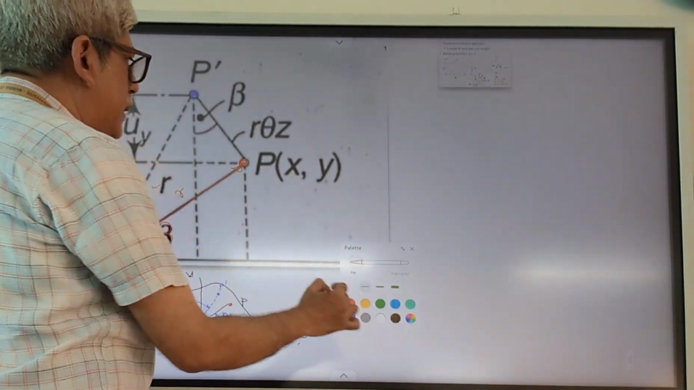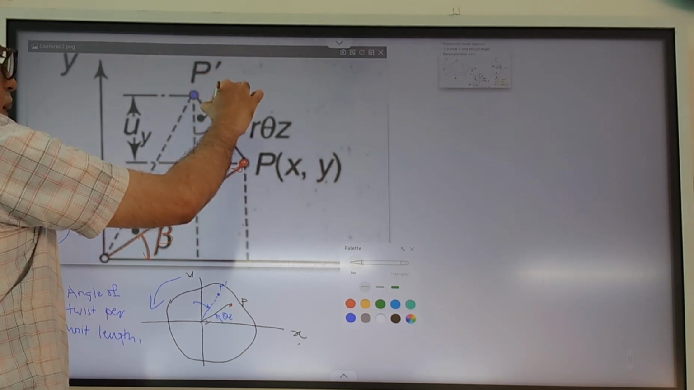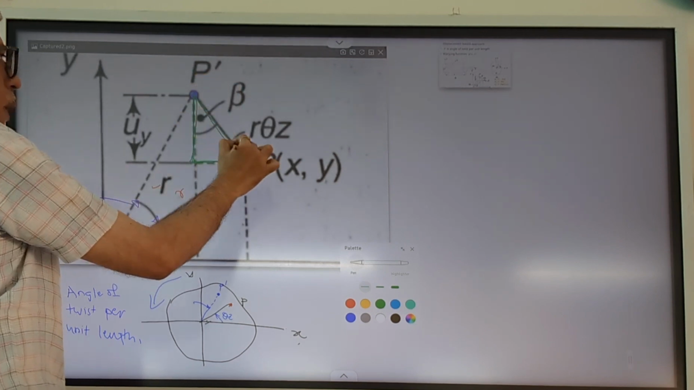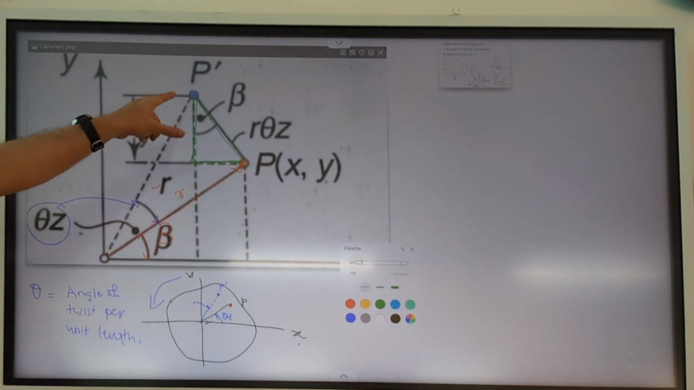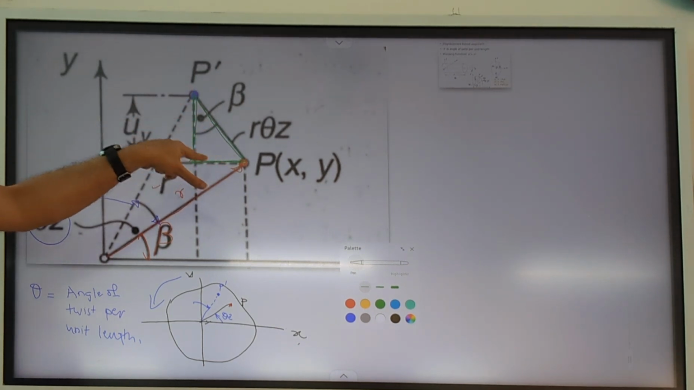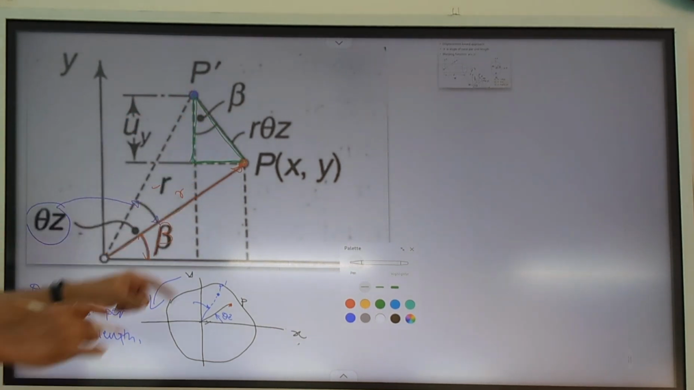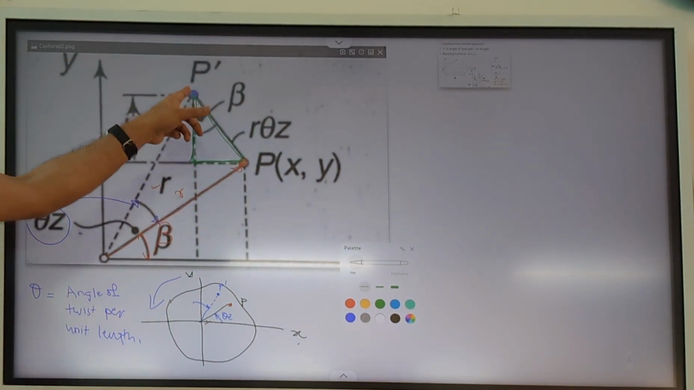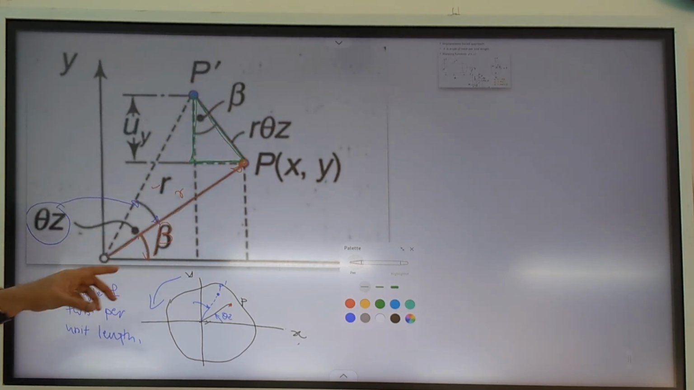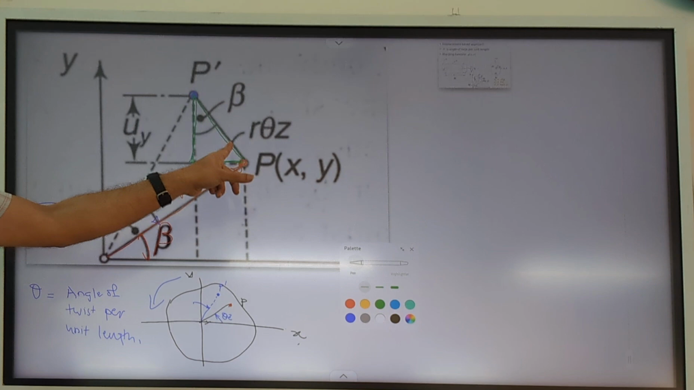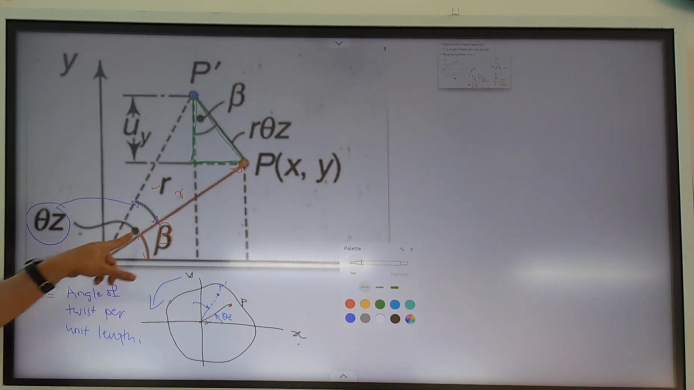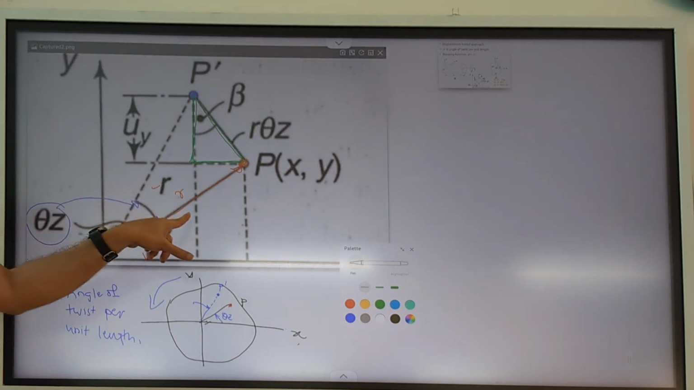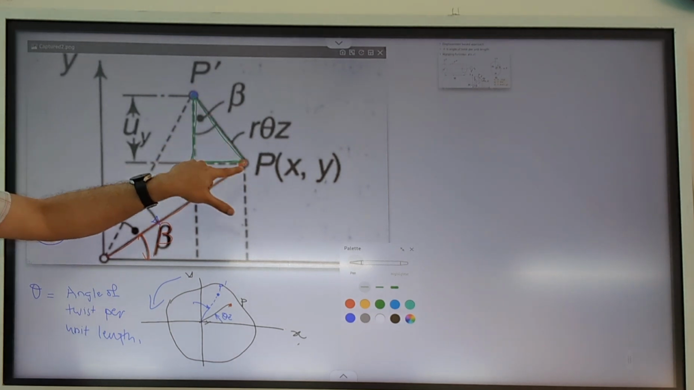For that purpose, concentrate on this particular triangle. For very small displacement, you can consider this arc. Actually this P to P dash is a circular arc, but since we are considering very small displacement, we can assume it to be a very short line. What will be the length of this line? It can be calculated from radius multiplied by angle of twist. The angle of twist is theta z and the radius is r. So what would be the length of this P to P dash?